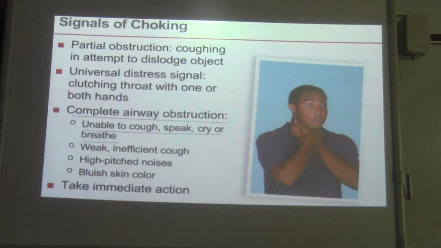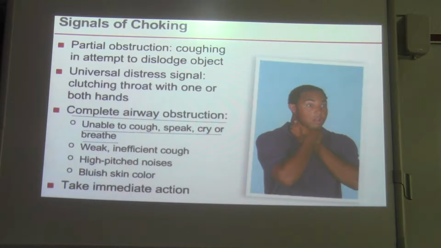All right. What you're looking at right there is the universal sign of distress for somebody who's choking. In a nutshell, that person is trying to squeeze their throat, open their airway, and get whatever it is in there swallowed so that they can breathe again. Yeah, squeezing right there. You think it's working, but it's not. You can't make that happen. So if you see somebody doing that, you've got to lend a hand.